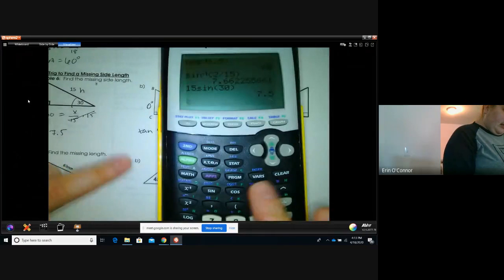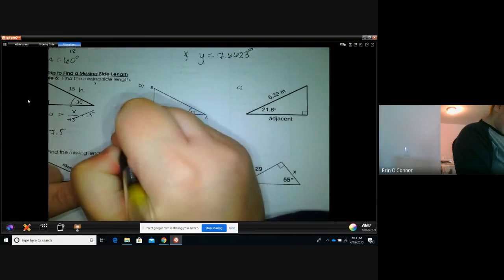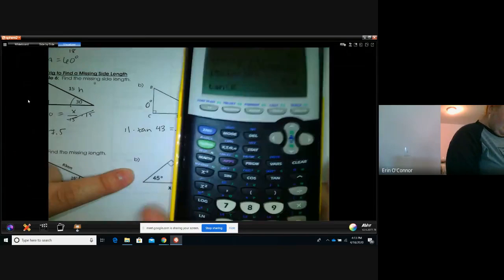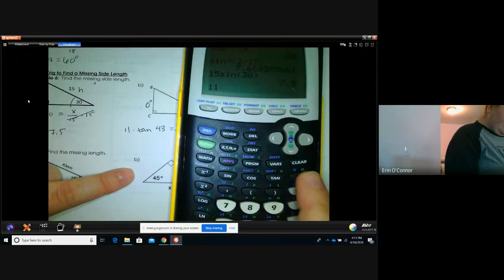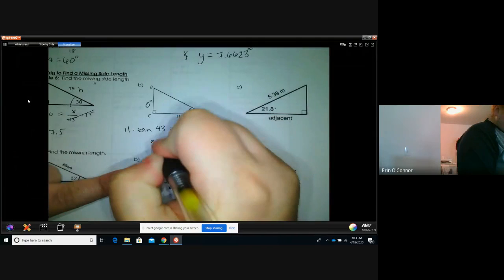So let's look at this. Let's multiply both sides by 11, and we get 11 tan 43 is equal to 10.2577. So A is equal to 10.2577.